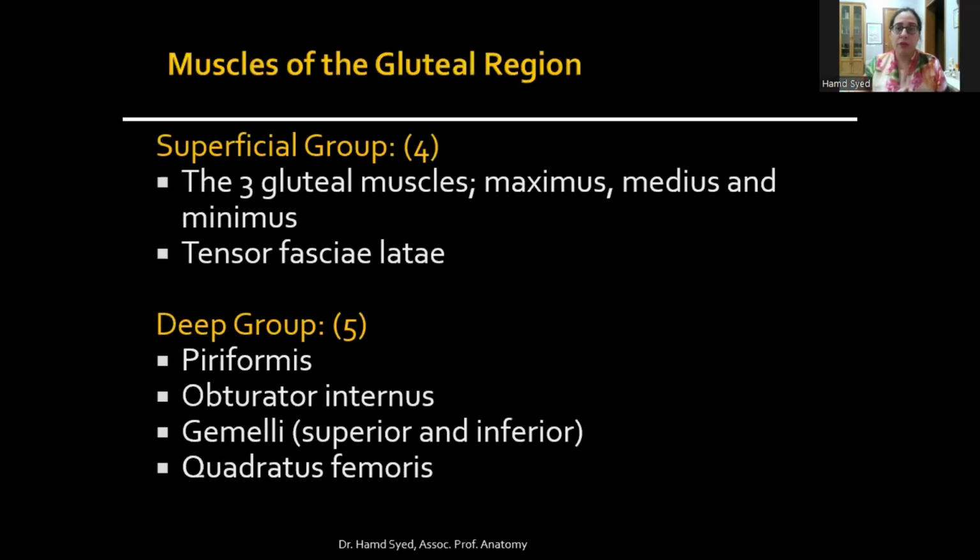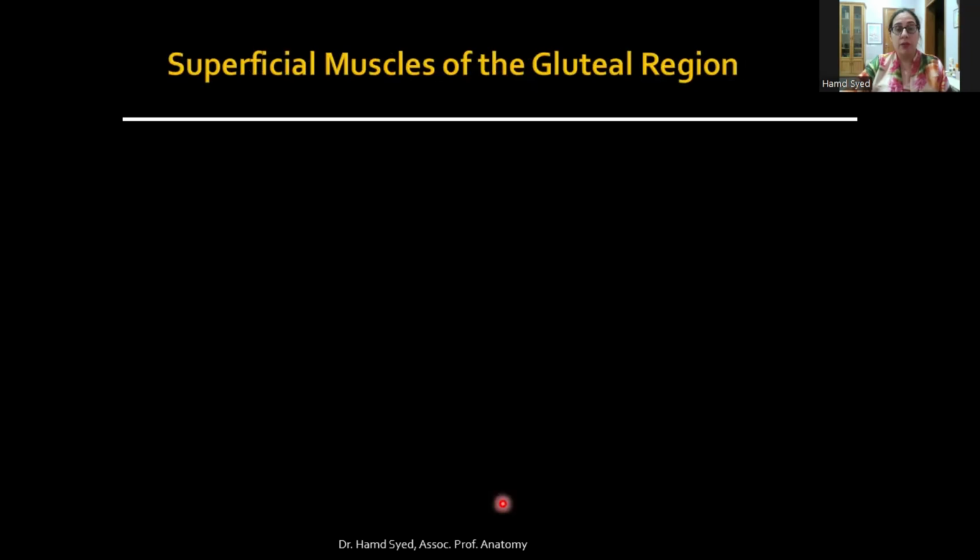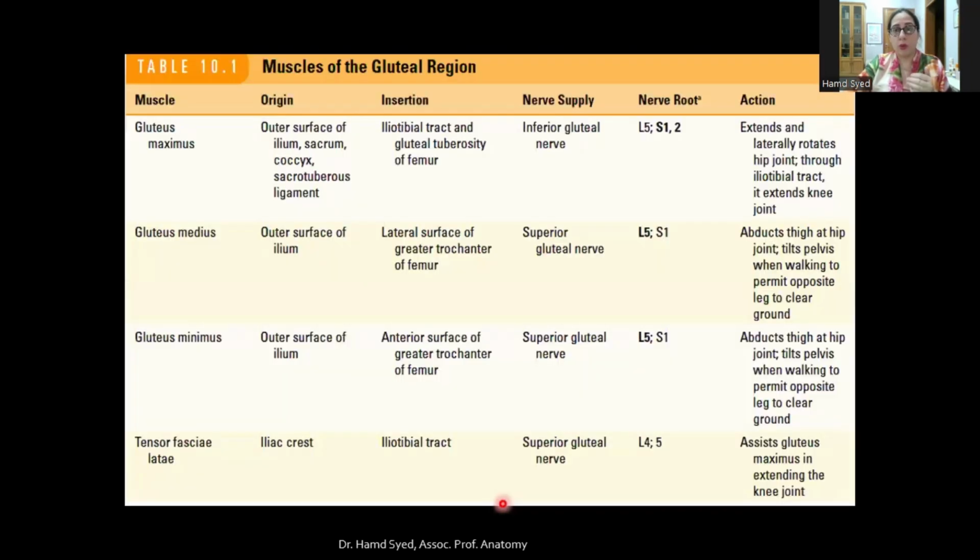Now let's come to the muscles of the gluteal region. We can summarize the muscles into two groups based on their location, the superficial and the deep group. The superficial group has four muscles. Three are the gluteal muscles, maximus, medius, and minimus, and one is tensor fasciae latae. These are the four muscles which are lying superficially in the gluteal region. Whereas the deeper muscles are five in number, namely the piriformis, obturator internus, the two gemelli, superior and inferior, and the quadratus femoris.